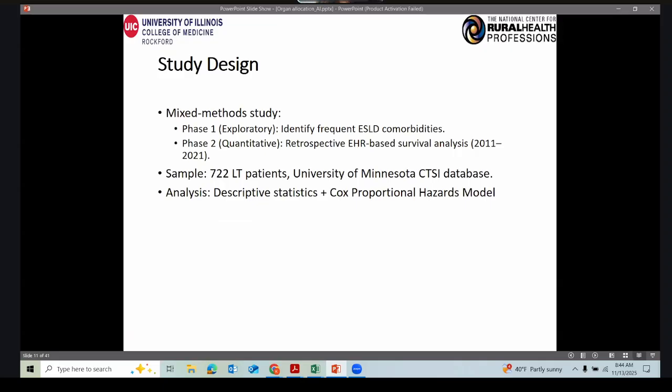In phase 1, which is the exploratory phase, our goal was to identify the most frequent comorbidities seen in liver transplant candidates. This includes conditions like diabetes, hypertension, kidney disease and cardiovascular disease. We looked at how often these conditions appeared and how they might interact with one another. This step helped us establish the baseline understanding before moving to more advanced analysis.